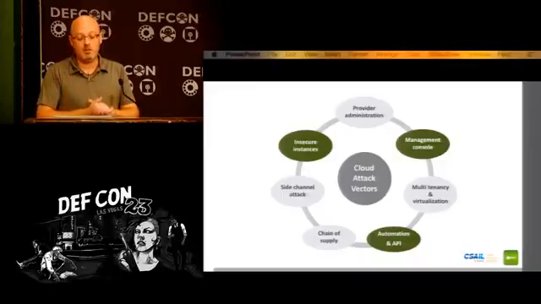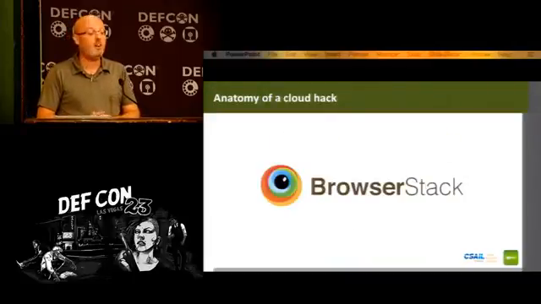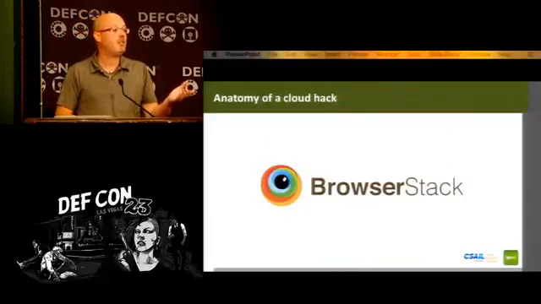So we're going to focus on those 3 attack vectors: the management console, insecure instances, and automation and API. Now let's take a look at how those attack vectors are being used in real-world attacks.